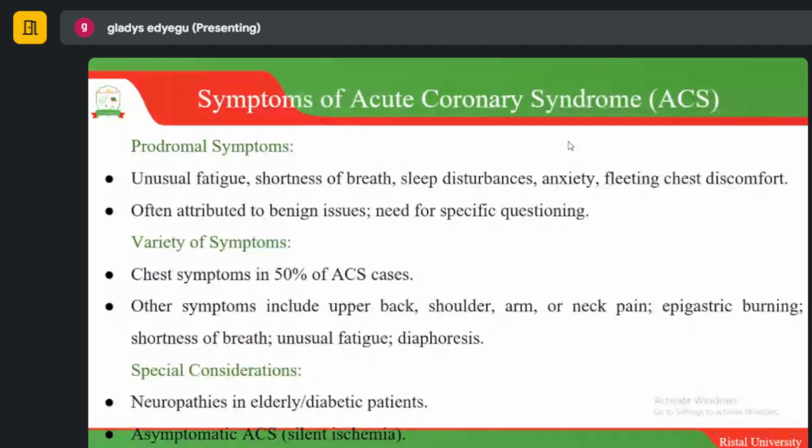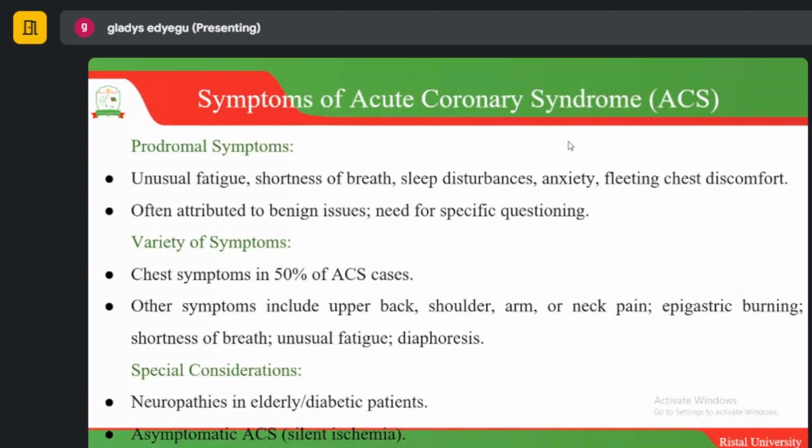Then the variety of symptoms. There are other different symptoms that these patients can present. So there are so many various kinds of symptoms that these patients can come with. So one of them is chest symptoms. About 50% of these patients with acute coronary syndrome can present with them.